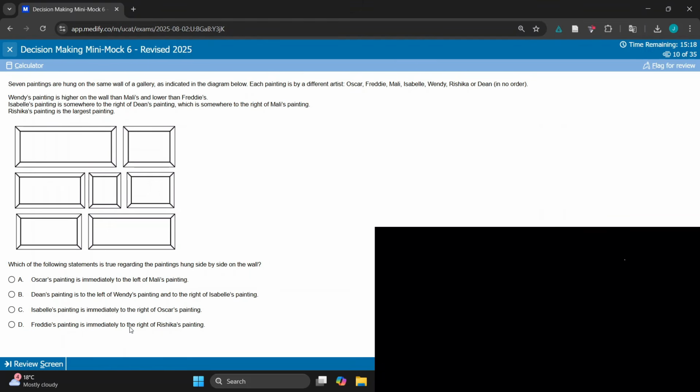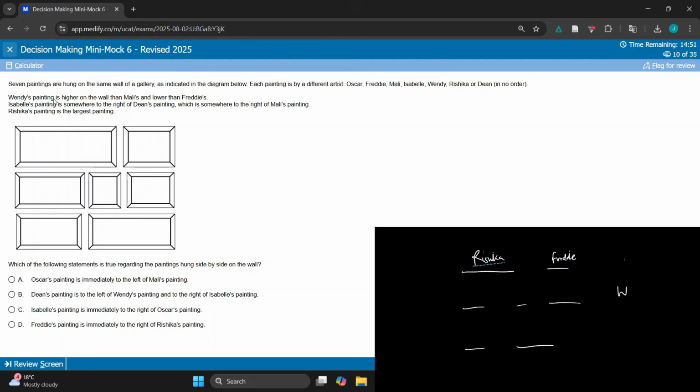Okay, some paintings are hung. Each painting. Okay, Wendy's painting is higher. Rishika's painting is the largest. So Rishika's painting is right at the top. So it's like blank, blank, blank, blank, blank, blank, blank. So Rishika's painting is right at the top. Wendy's painting is higher on the wall than Marley's and lower than Freddy's. So Wendy's is somewhere in the middle, higher on the wall than Marley's and lower than Freddy's. So Freddy's must be here.